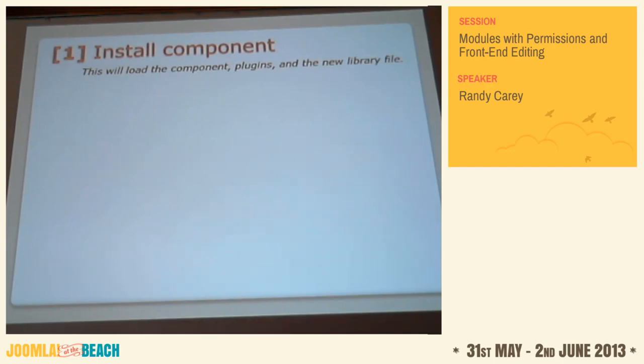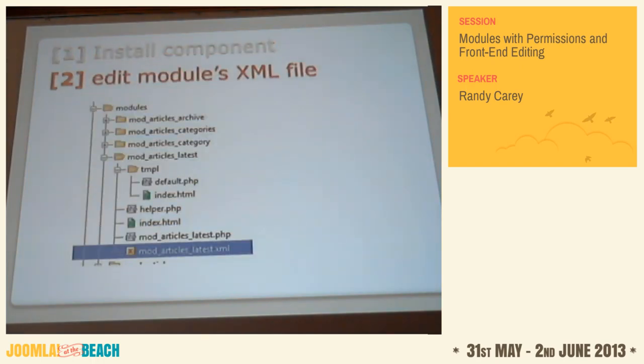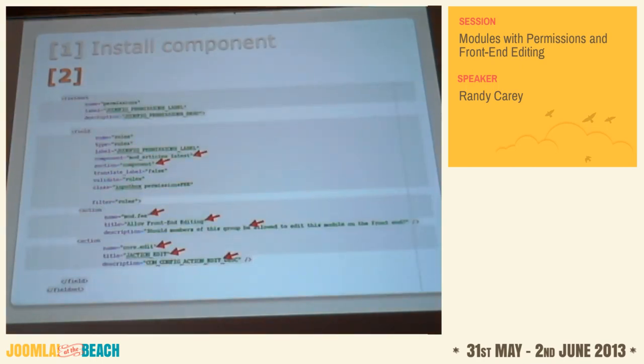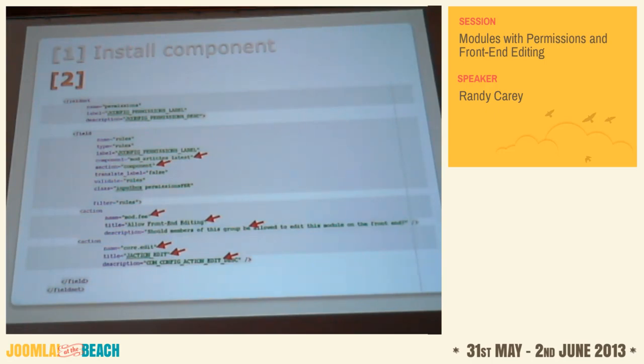So you install; I basically have a component, two plugins, and a new library file that needs to run and do all this sort of work. When you edit the XML files, you go to the modules, whatever module it is you're trying to modify. I'm thinking that when I put this out, I'll have a lot of these pre-built XML files and layout files already, so you don't have to edit them yourself. But for any customized or third-party ones, you can use this pattern. So you go to the XML file, which has the same name as the module. When you go in there, you need to add this fieldset. And I would have all the documentation showing that.